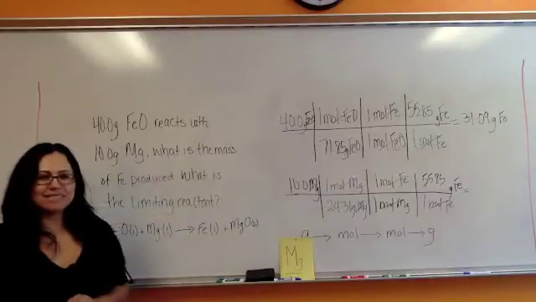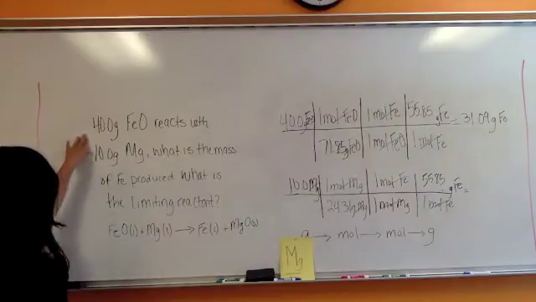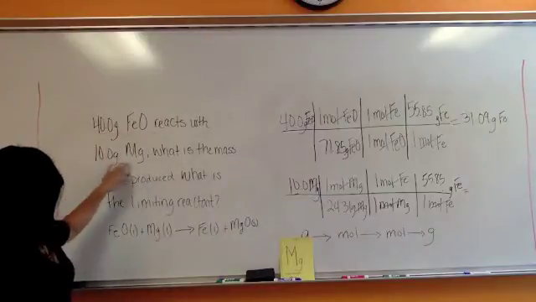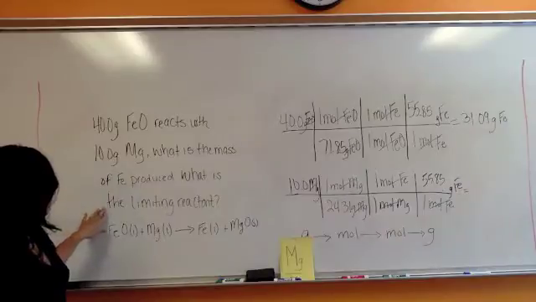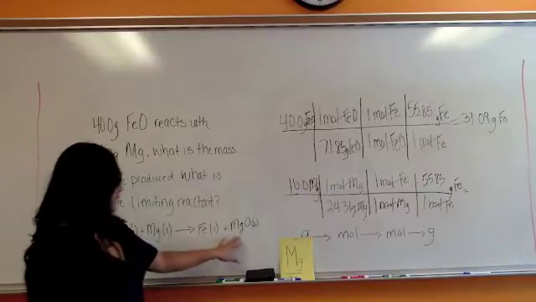Really confused, and this is my problem. I have the equation down here. It's 40.0 grams of iron oxide reacts with 10 milligrams of magnesium. What is the mass of iron produced, and what is the limiting reactant? So like you show here, iron oxide plus magnesium yields iron plus magnesium oxide.